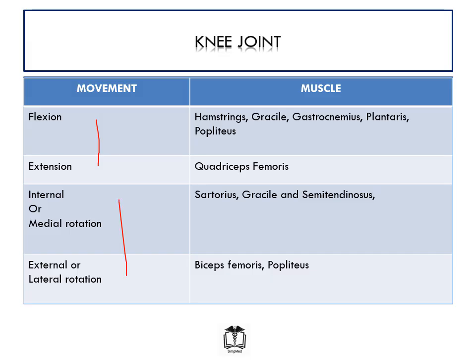In terms of flexion and extension, the muscles involved in flexion would be the hamstring muscles, which are a combination of three muscles of the posterior part of the thigh, the gracilis muscle, the gastrocnemius muscle, the plantaris muscle, and the popliteus muscle. For extension, we have the quadriceps femoris muscle, which extends from the patellar tendon. And then internal and external rotation: for internal rotation, we have the sartorius muscle, gracilis muscle, and semitendinosus. And for external rotation, we have the biceps femoris and popliteus muscle.